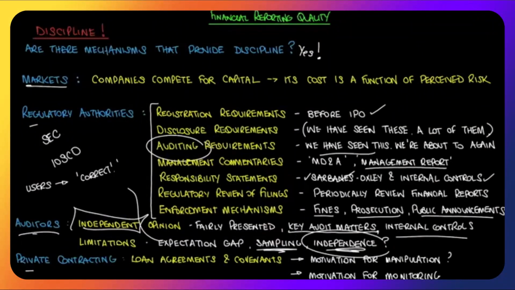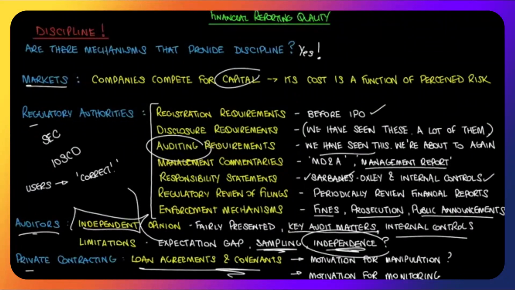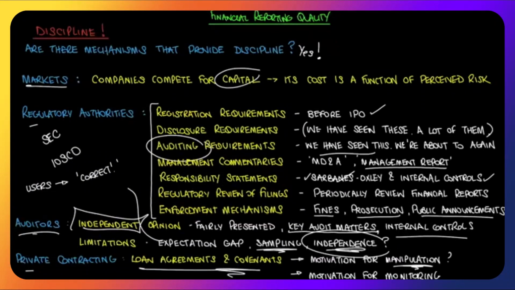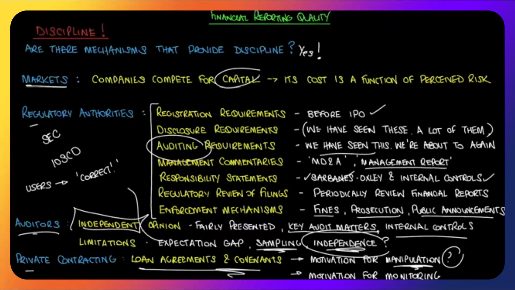Private contracting, loan agreements and covenants. That imposes discipline. You are raising capital. As we mentioned earlier on, the providers are likely to put covenants, put controls in place. Double-edged sword. We mentioned earlier on, or rather the module said, it wasn't that much of a big deal, but striving to meet covenants for highly leveraged, unprofitable companies might be a motivation for manipulation, but it also motivates those providers of capital to monitor you. They're going to closely monitor what you're doing, which again, hopefully imposes discipline.